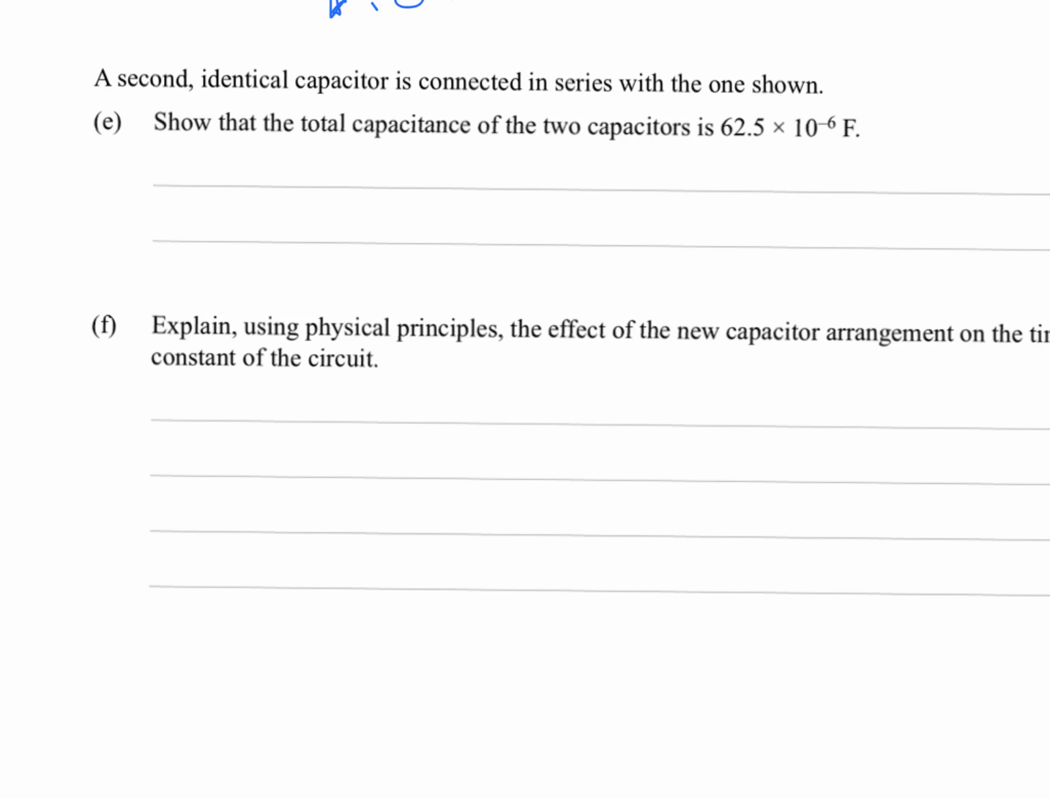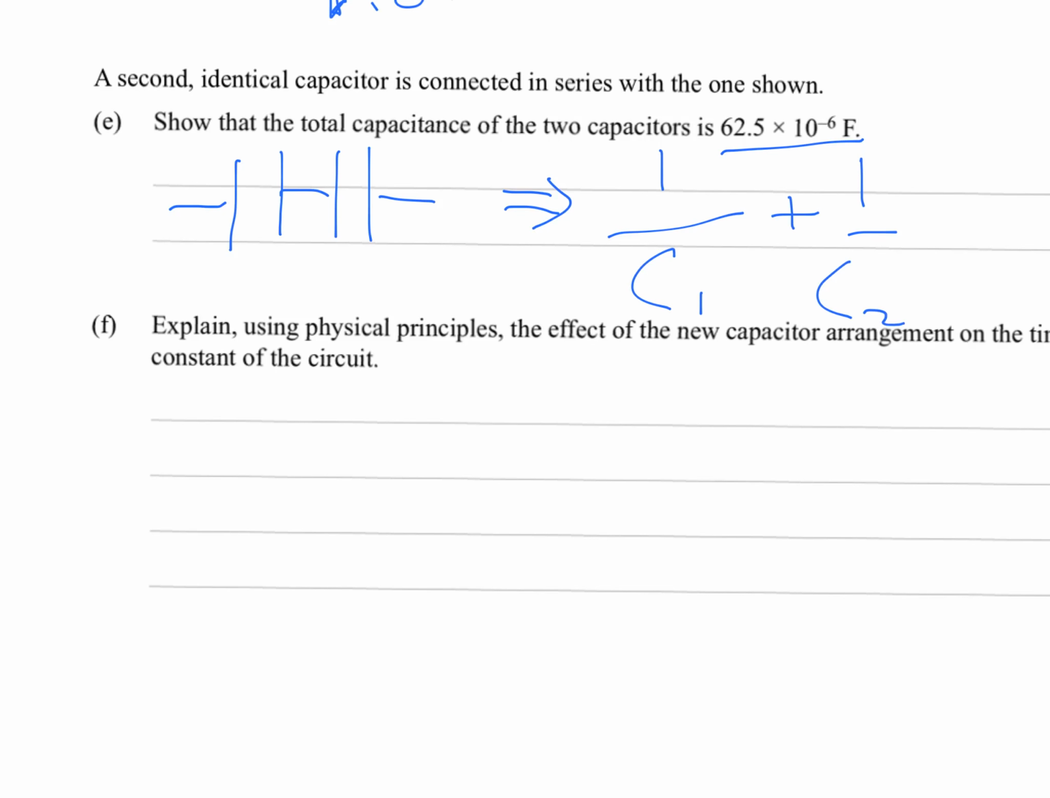E. A second identical capacitor is connected in series with the one shown. Show that the total capacitance of the two capacitors is this. So you're just adding two capacitors in series, but remember when you add them in series, you use the resistance parallel formula, if you know what I mean. So 1 over C1 plus 1 over C2, you take all of that and you do the inverse, and that'll give you the capacitance for that part. And in this case, remember, it should be lower because you're adding them in series, reducing the amount of charge that can be stored on the plates.